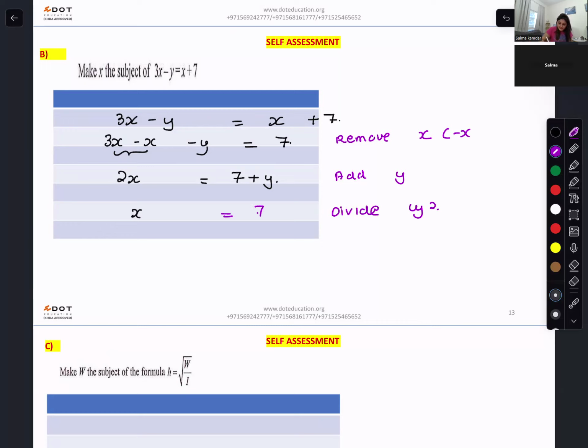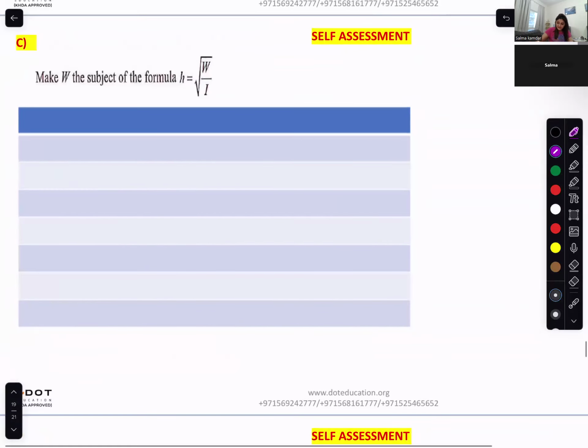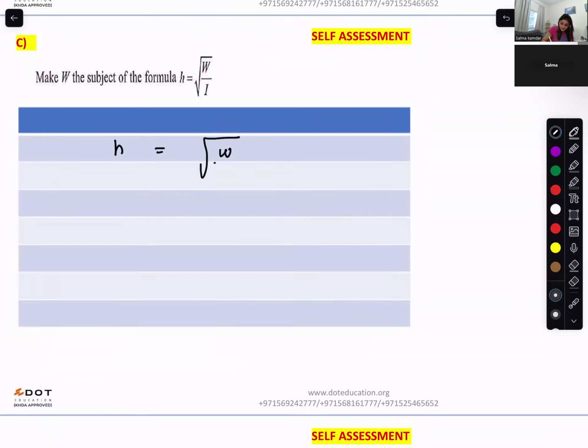So my x will be 7 plus y by 2. These sums you should try and do it yourself. Make w the subject. Think what will you do?